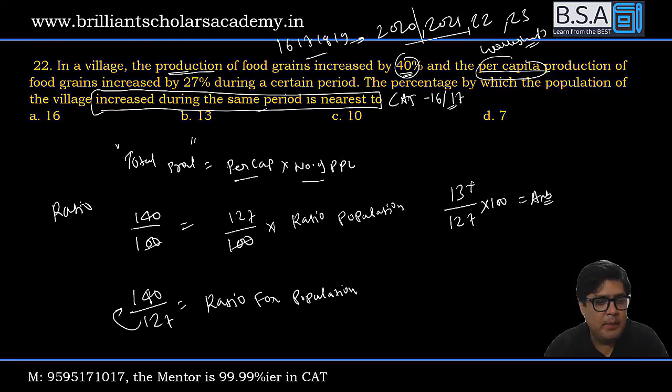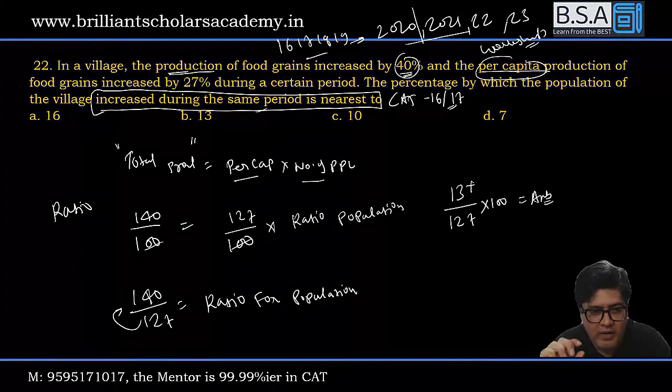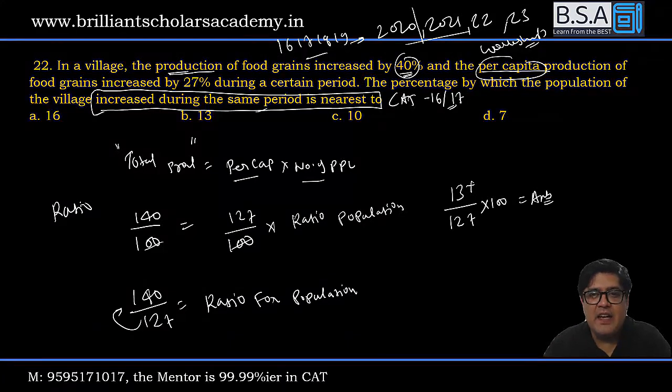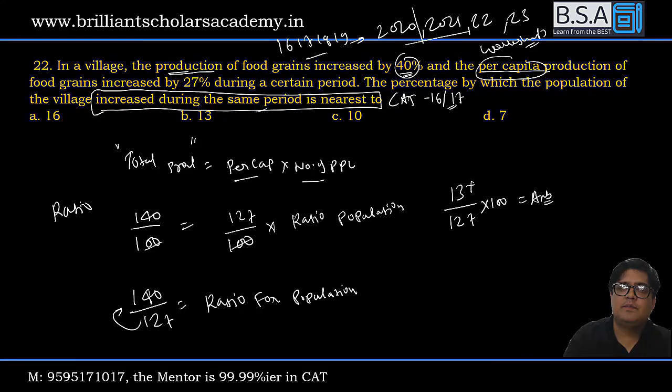Calculate this. On 127, how much extra do you have? Roughly answer देना है. Nearest to. What is the nearest value? 10.23. So what answer will you mark?